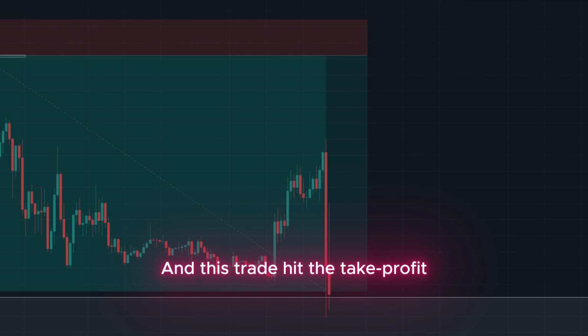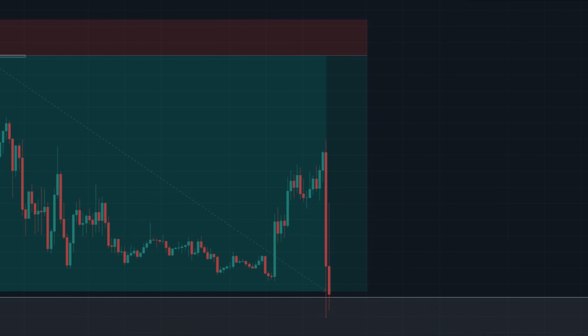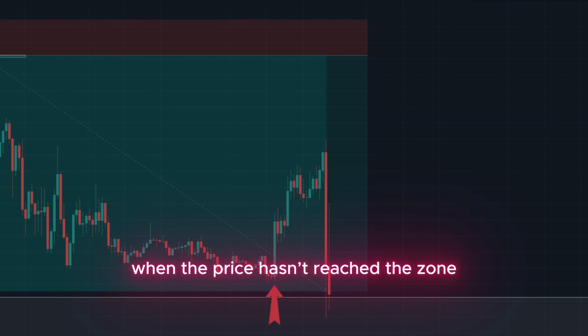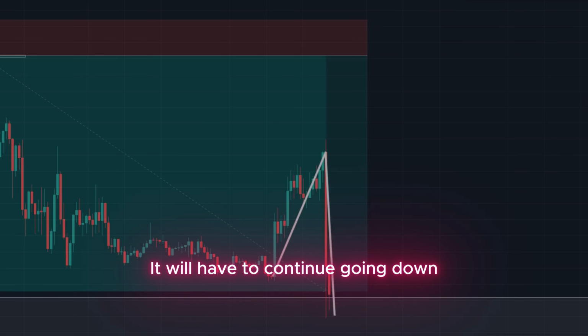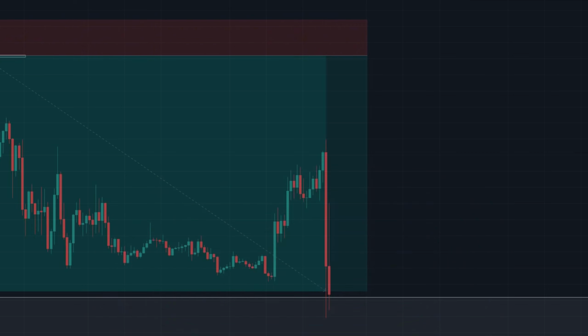And this trade hit the take profit. As I mentioned in the previous video, when the price hasn't reached the zone of the key level of the larger time frame, it hasn't reached the strong buying zone. Even if it rises, it's just a retracement wave. It will have to continue going down to reach the strong buying zone. Then the price might reverse.